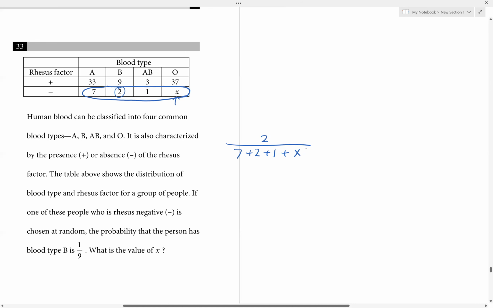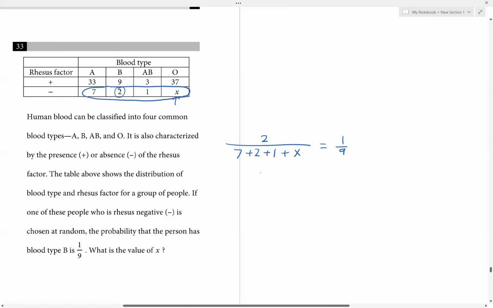Okay, and we know this probability should equal 1 over 9. So you can write out this equation: 2 over 7 plus 2 plus 1 plus X equals 1 over 9. Once we have the equation, we can use it to solve for X. This is similar to a conditional probability. We're only selecting out of those who are rhesus factor negative, so not everybody, only from the second row. So we have 2 over the total from the second row.